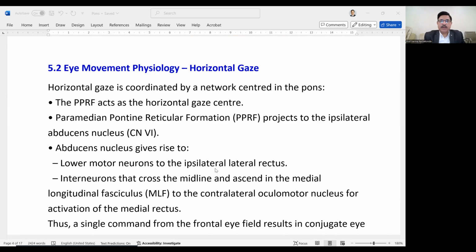Interneurons cross the midline and descend in the medial longitudinal fasciculus to the contralateral oculomotor nucleus for activation of the medial rectus. Did you understand that? Whatever is written there. So let's look at here.